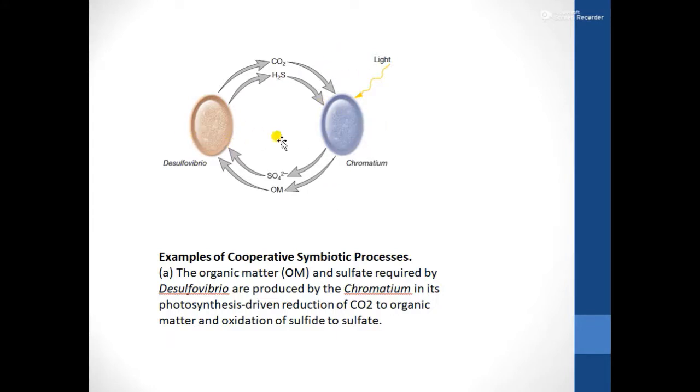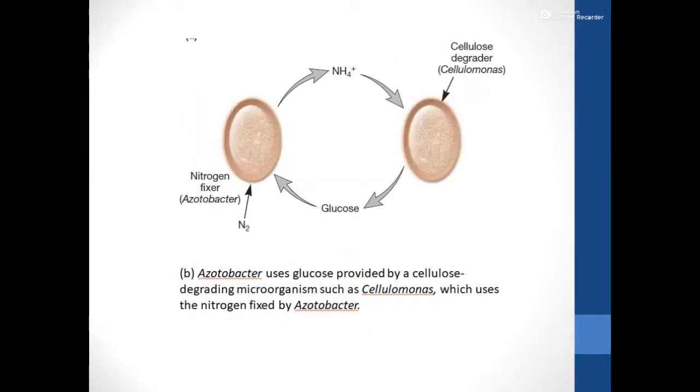So these two organisms have a cooperative relationship in which both of them benefit. But the thing we have to note here is that even if Desulfovibrio is not there, Chromatium can live, and even if Chromatium is not there, Desulfovibrio can live. That is, the organic matter as well as the sulfide can also be provided by various other agents other than Chromatium. So though Desulfovibrio and Chromatium benefit by their association, it is not an obligatory relationship for both of them. So this is a kind of cooperative symbiotic process.